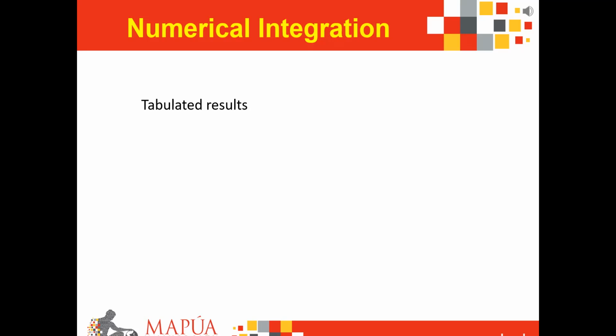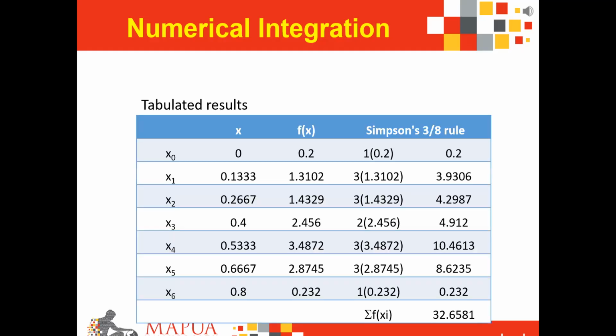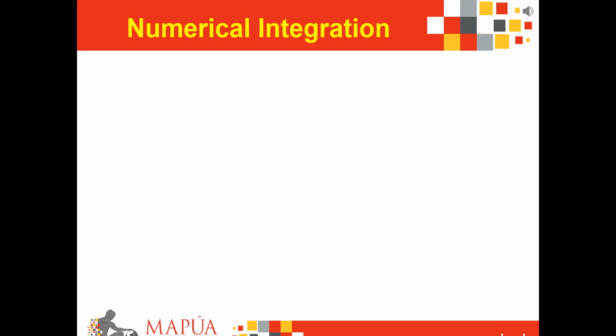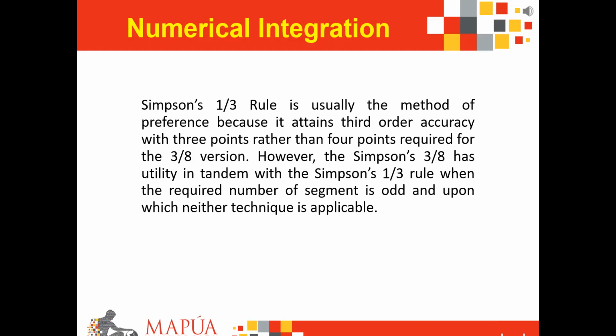Likewise, you could tabulate a summary of the result, much like your trapezoidal rule and your 1/3 rule, and this time for your Simpson's 3/8 rule, to be like this. The Simpson's 1/3 rule is usually a method of preference because it attains a 3rd order accuracy with 3 points rather than 4 points required for the 3/8 version.